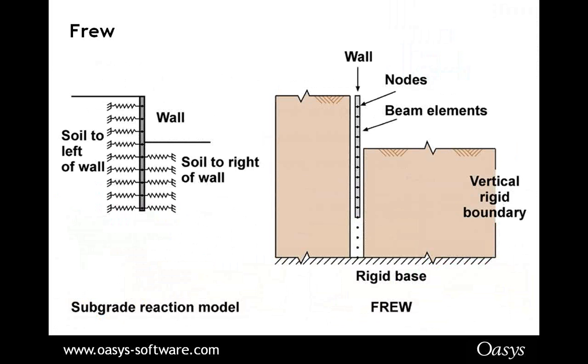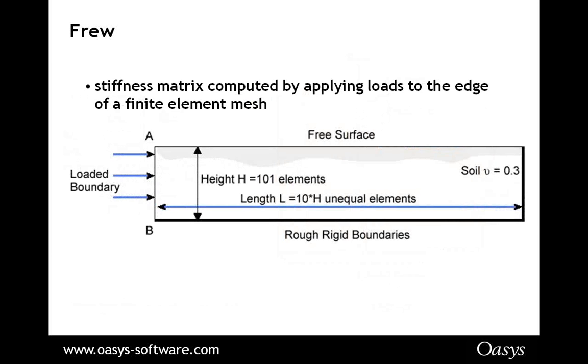The way it works is that the wall is modeled as a series of finite element and beam elements running between a series of nodes. These nodes are then connected by Winkler springs into the soil model. The soil model is actually a finite element mesh, and when you specify your dimensions, when you're putting in boundaries and rigid boundaries and so on, these are actually defining the limits of the finite element model.